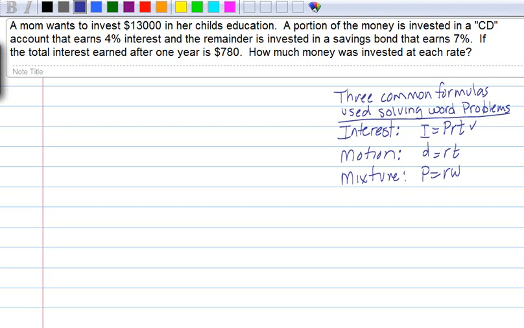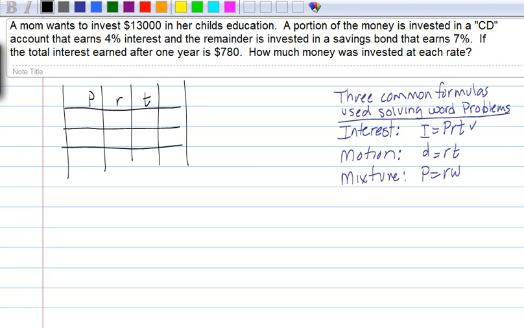When conquering one of these word problems, you have 4 variables. So the best thing to do is to make a chart when dealing with either interest, motion, or mixture. So that is what I'm going to do next. The first row of my chart will always have the variables found in the formula: the P, the R, and the T, which is on the right hand side of the formula. The last column will be reserved for the variable that is alone.